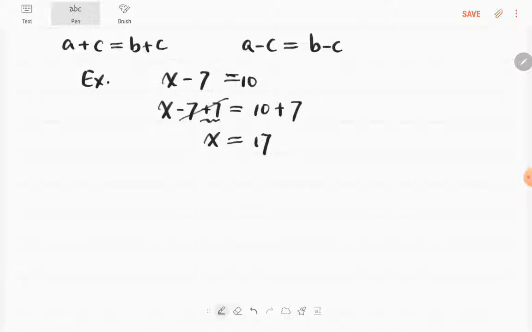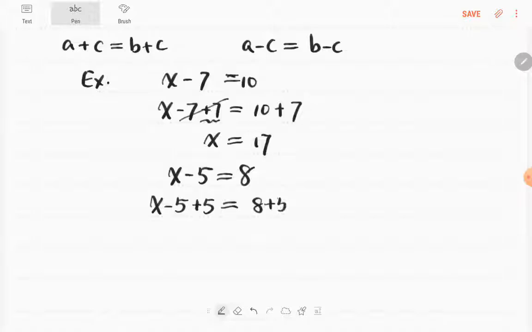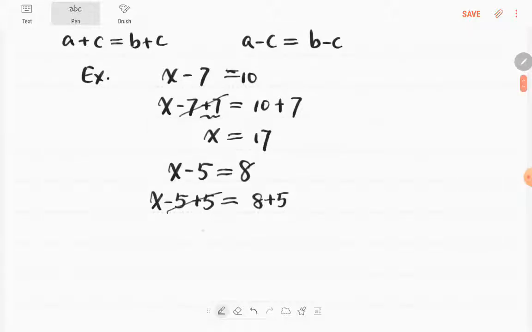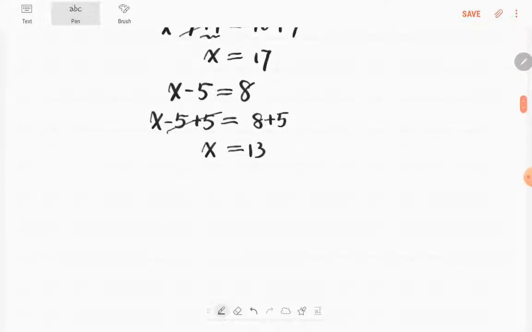Next step, we can check another example. So this is almost the same one as the previous one, but this time, because we have x minus 5, both sides we add 5. Then we will cancel out minus 5 plus 5. We only keep x equals 13. Then x equals 13 is our solution.